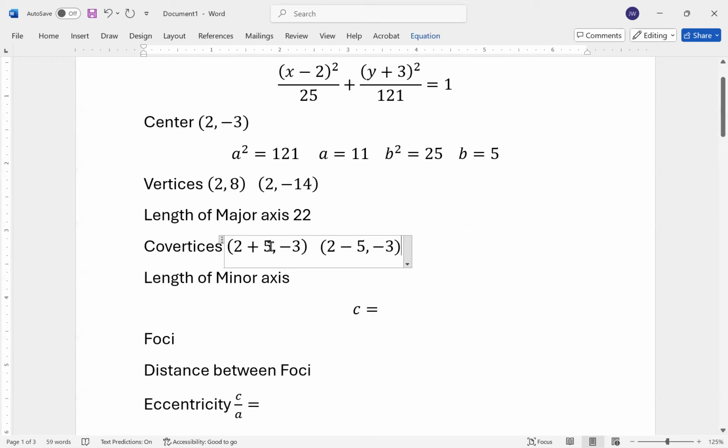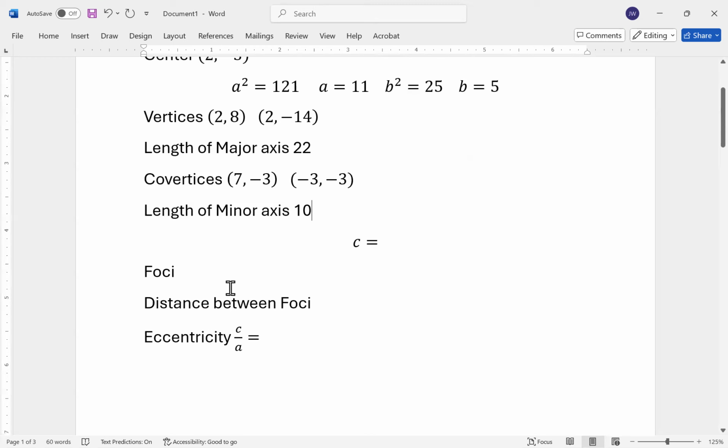And again, just using the algebra, 2 plus 5 is 7, and 2 minus 5 is -3. So my two co-vertices, we move in the x direction because the smaller number was underneath the x squared part. And we move 5 units since b was 5. That means the length of the minor axis is 10.